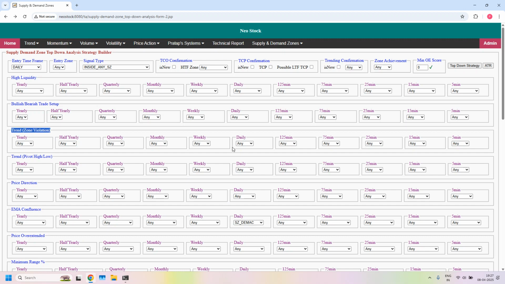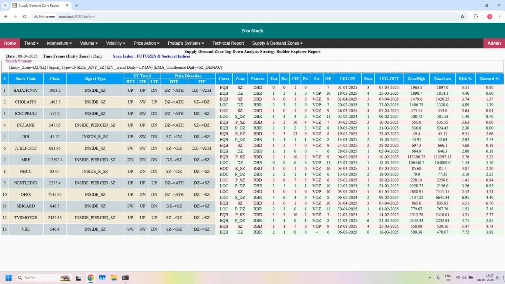And also trend on the daily should not be sideways. It can be up or down. We got 13 stocks. Price closed inside daily supply zone, and the daily supply zones are having daily EMA confluence. So this is about a daily time frame.